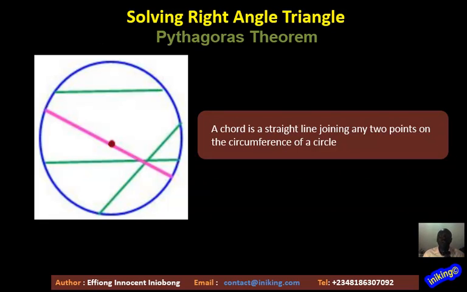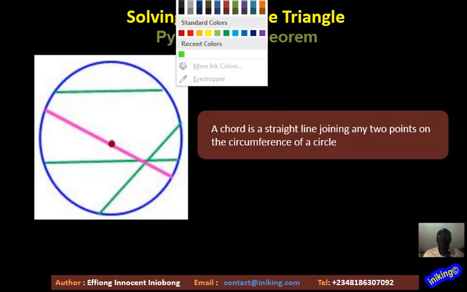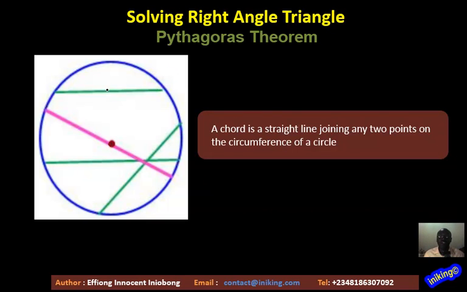So here we can see we have several chords, about 4 of them. This is a chord. It's joining 2 points on the circumference of the circle. Here again I have another chord. This is another chord. And likewise I have another chord there. Joining 2 points on the circumference of a circle. So a chord is simply a straight line joining any 2 points on the circumference of a circle.